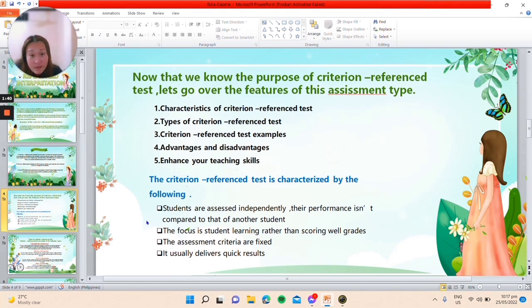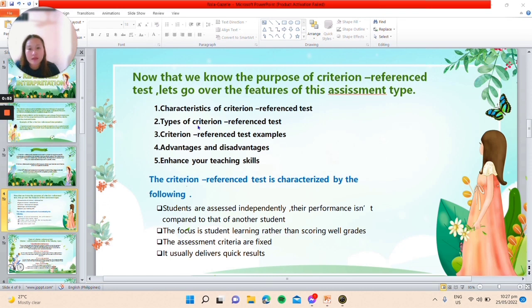Students are assessed independently. Their performance isn't compared to that of other students. The focus is student learning rather than scoring well on grades. The assessment criteria are fixed. It usually delivers quick results. When we see the characteristics of criterion-referenced tests, students are assessed independently, their performance isn't compared to others, the focus is student learning rather than scoring well on grades, and the assessment criteria are fixed.